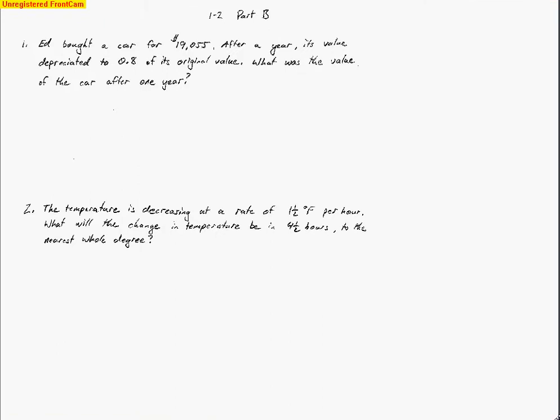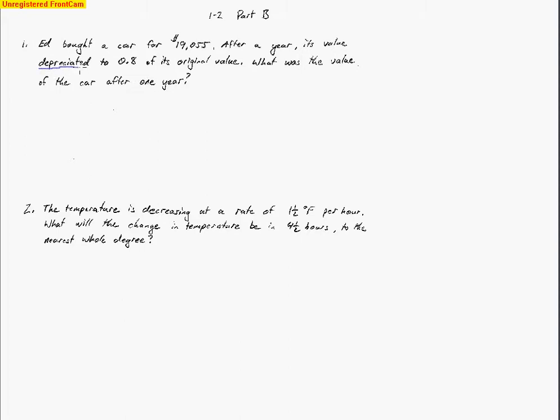This is the lesson for Chapter 1, Section 2, the second part of today's lesson. Ed bought a car for $19,055. After 1 year, its value depreciated to 8/10 of its original value. What was the value of the car after 1 year? Well, let's take a look at this word depreciated.